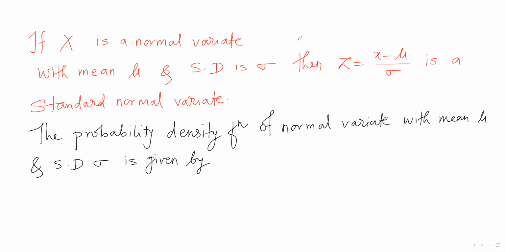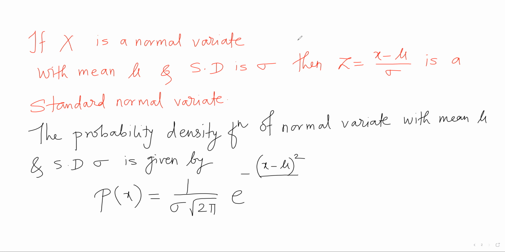We write that function as p(x), which is equal to 1 upon sigma square root 2 pi, e to the power minus (x minus mu) square by 2 sigma square. X always lies between minus infinity and infinity. X is the continuous random variable and it takes real values. We calculate this probability density function.